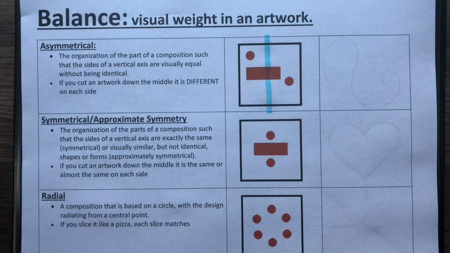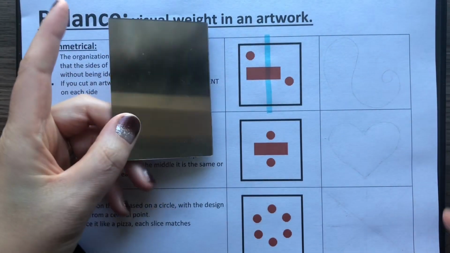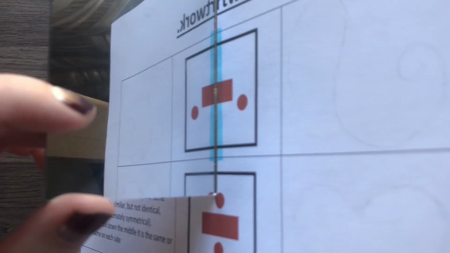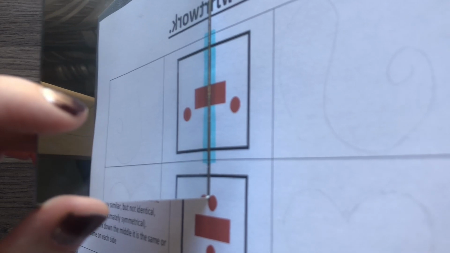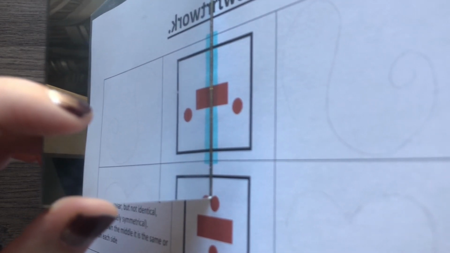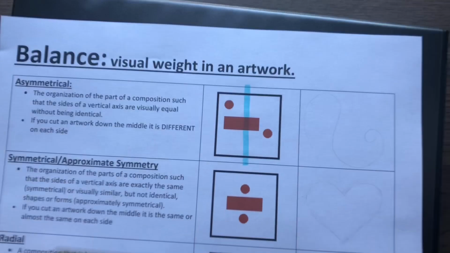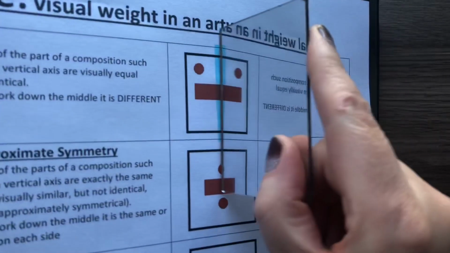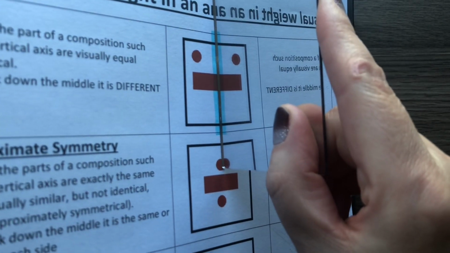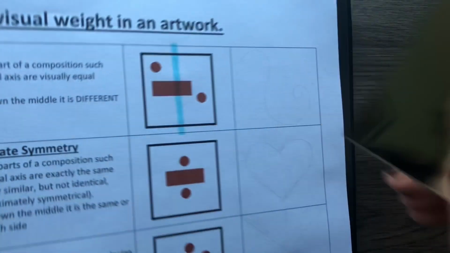If you want to experiment with that and you have your little mirror, you can set that mirror in the middle and see what it would look like if it was symmetrical. So it would look like this going that way, and it would look like this going that way. That one makes a smiley face.